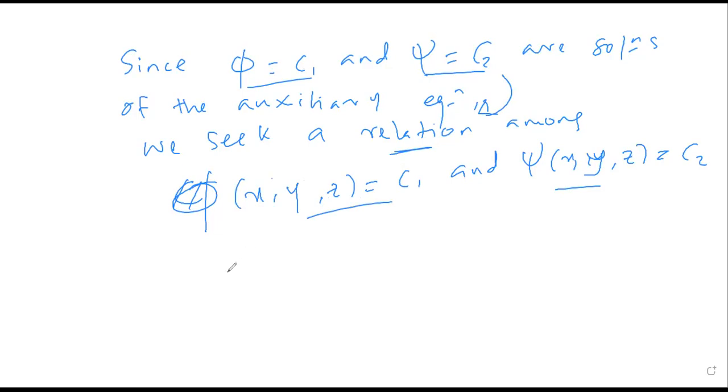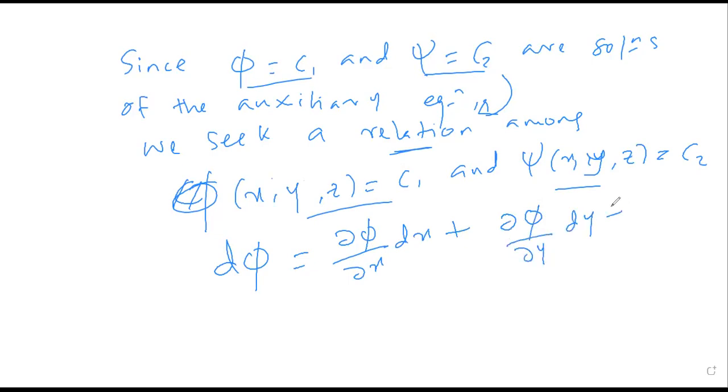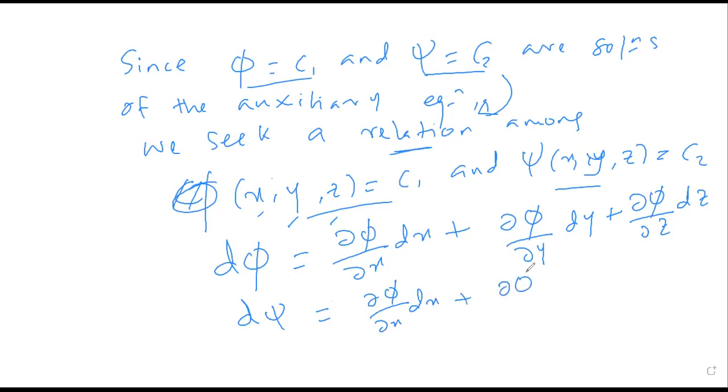That is d pi. You have already seen this one: del pi over del x dx plus del pi over del y dy. We have three elements now, so you have to write del pi over del z dz. Similarly, if you find d chi, that is del chi over del x dx plus del chi over del y dy plus del chi over del z dz.